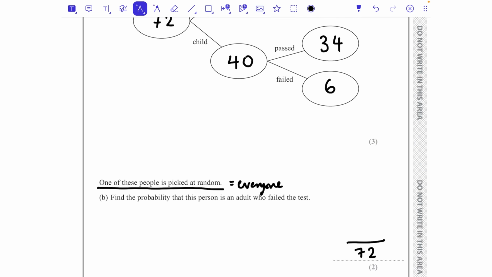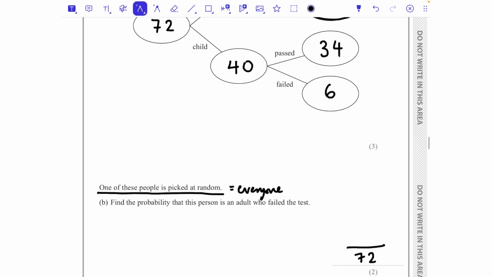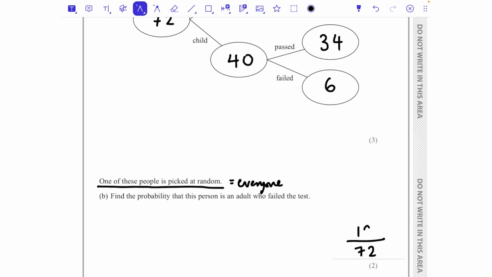Find the probability that this person is an adult who failed the test. So that is going to be these people here. They are the adults that failed the test. So we're looking for those 12 people. So your probability is 12 out of 72.